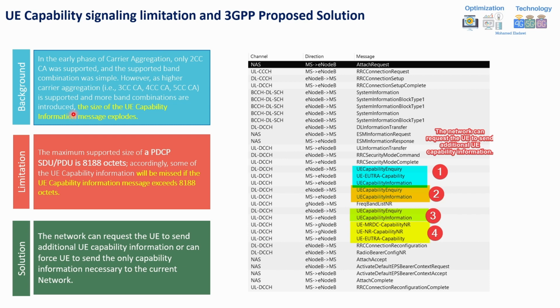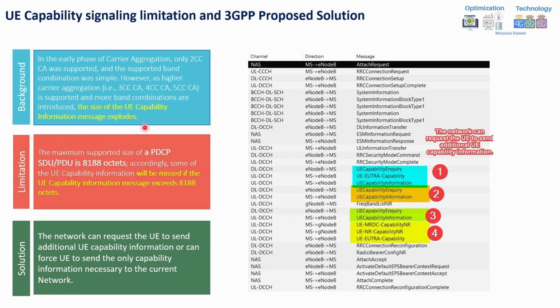In the early phase of carrier aggregation, a long time back, only two carrier aggregation was supported at that time, and the supported band combination was very simple. So the information covered within the UE capability message was very small, and could be handled by the UE and reported. But now, with the increase in the number of devices and components, 3CC, 4CC, and 5CC, and a lot of carrier combinations, FDD, TDD, and so on, after introducing these band combinations, the size of the UE capability message explodes. The size becomes very, very big.